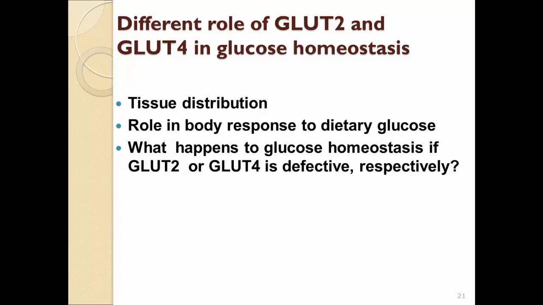All right, so the third question. What happens to glucose homeostasis or glucose control if GLUT2 and GLUT4 are defective? For example, the patient has lower GLUT2 levels. Let's think about GLUT2 first. So if a patient has lower GLUT2 levels in the body, particularly in the beta cells, what happens to the blood glucose levels of this patient?